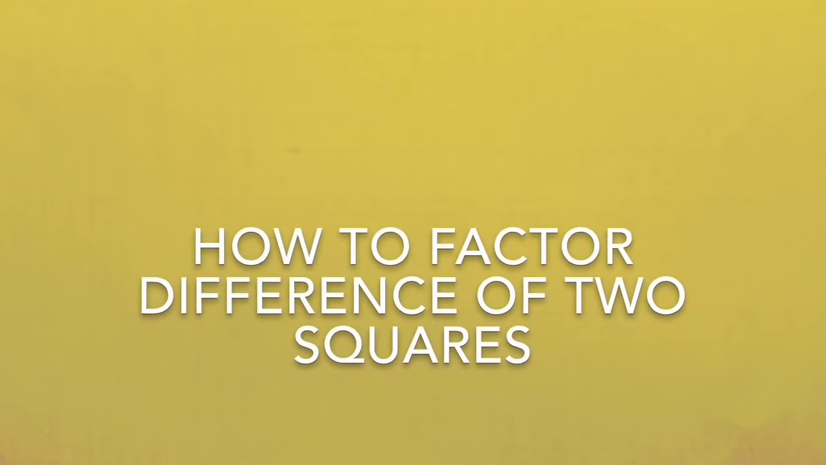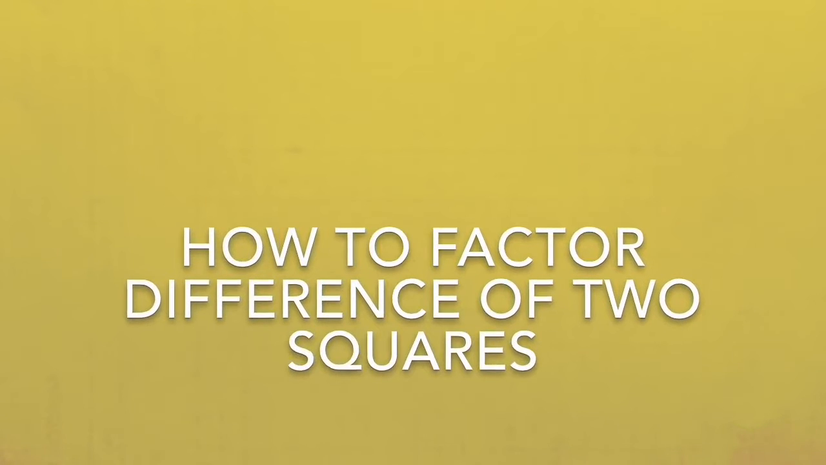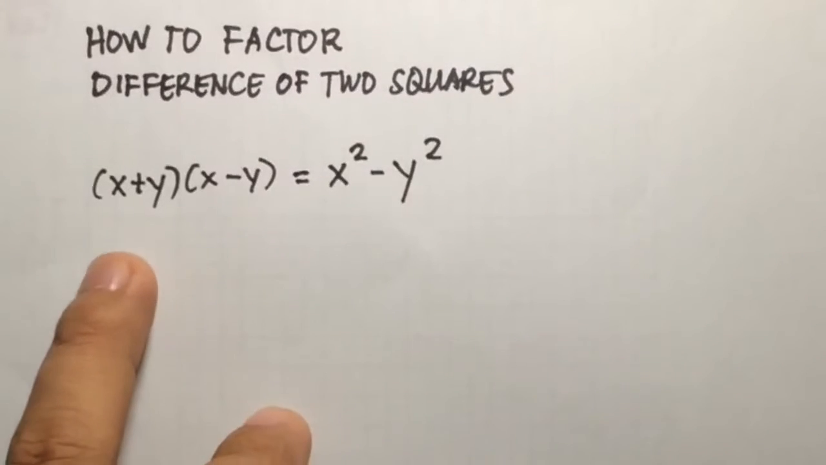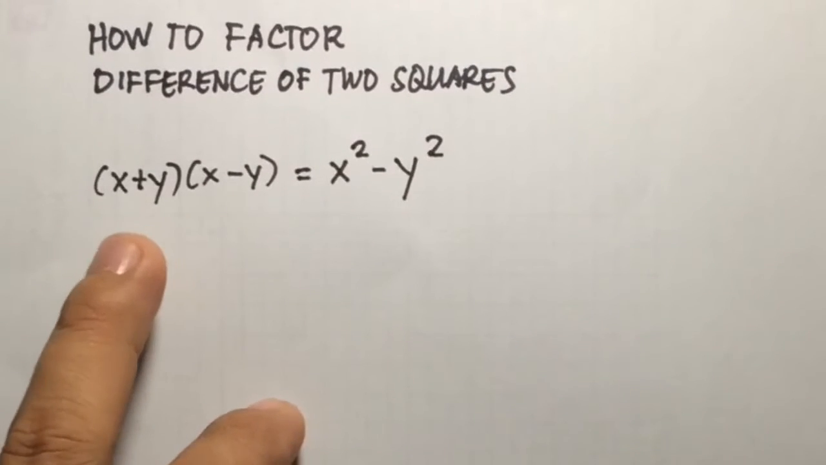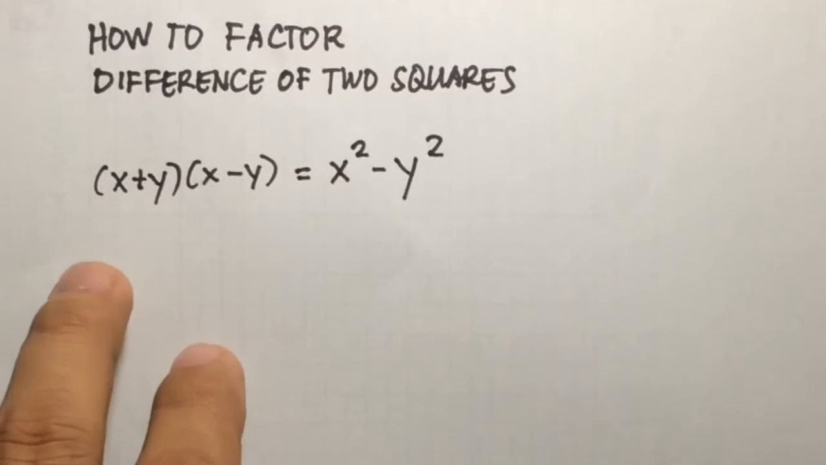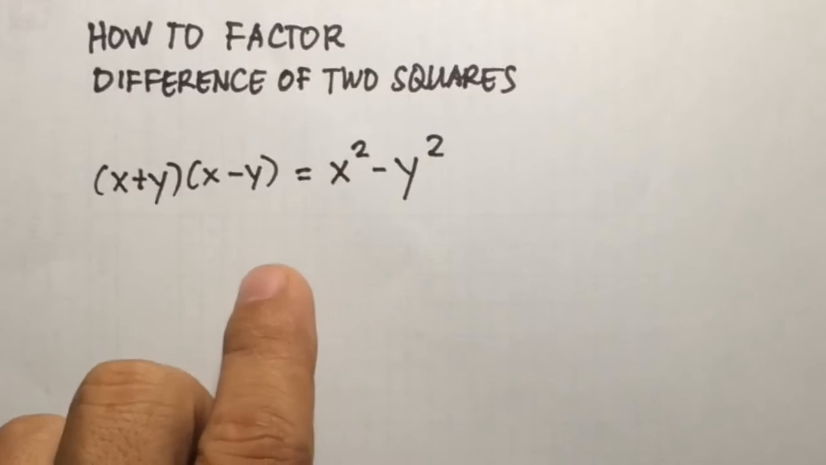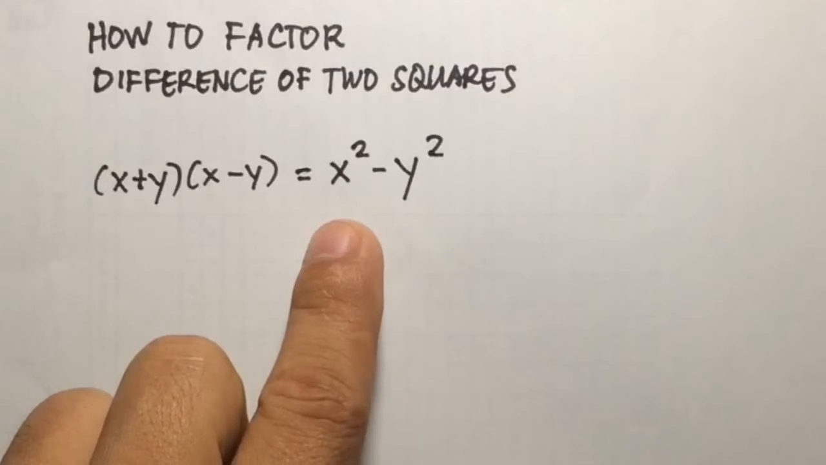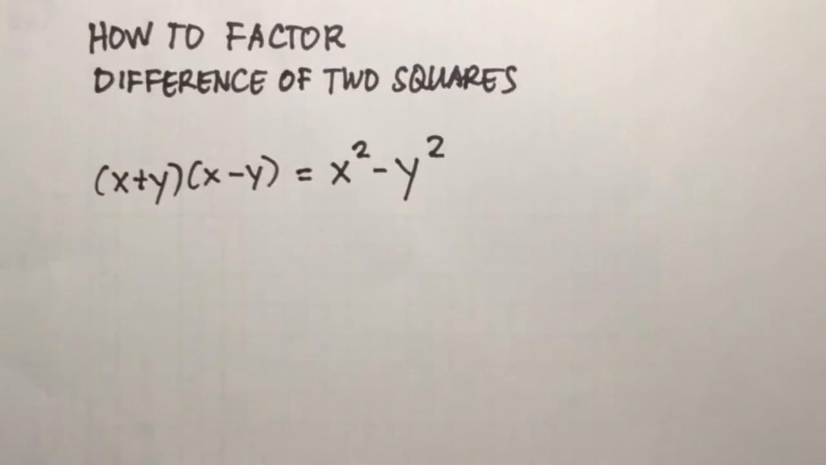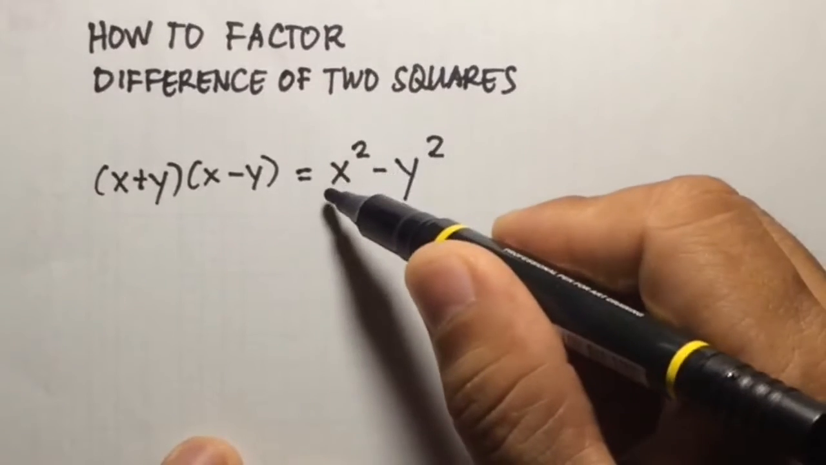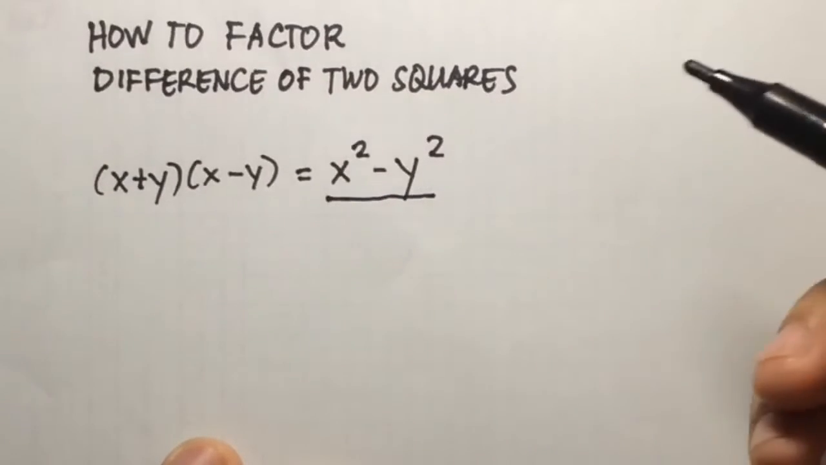For this video, I'll discuss how to factor the difference of two squares. So if we're going to have the product of the sum and difference of two terms, the quantity of x plus y times the quantity of x minus y, this will be equal to x squared minus y squared. Now the answer here is the difference of two squares.